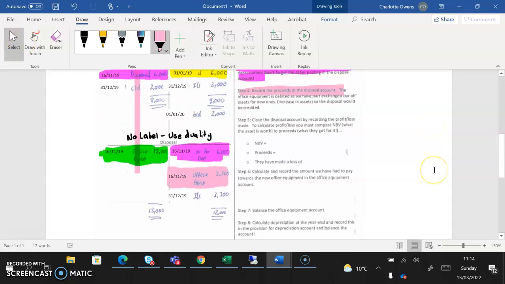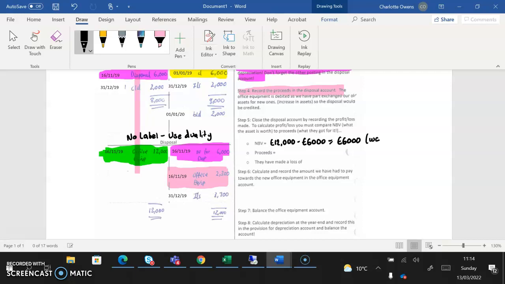Now step 5 is again repetitive of what we did last week. To finish off our disposal account, we want to calculate if we've made a profit or loss. To do that, I'm going to compare the net book value, so what it's worth. I'm going to do my cost, which was 12,000. We think it's fallen in value by 6,000, meaning when we got rid of it, we think it is worth £6,000. What did we get for it though? We didn't get £6,000, we actually got much less.